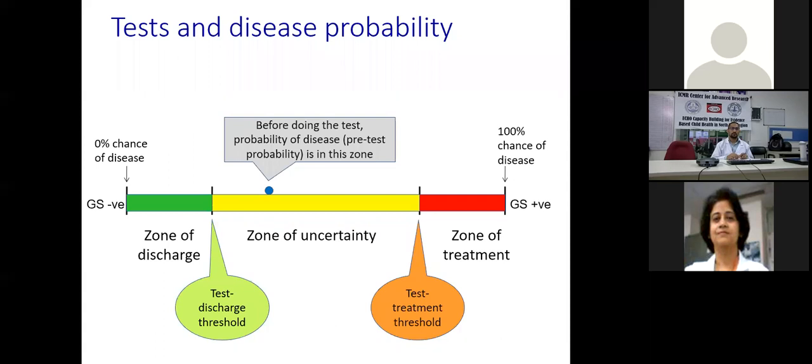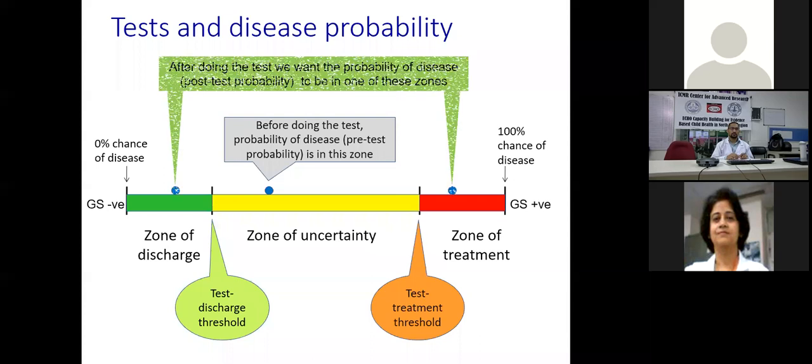So before doing the test, the probability of the disease, or in other words, the pre-test probability is generally in this zone, the zone of uncertainty. It is because there is uncertainty that we want to do the test. But after doing the test, we want the probability of the disease, or in other words, the post-test probability, to be in one of these zones. That means either in the zone of treatment or in the zone of discharge.